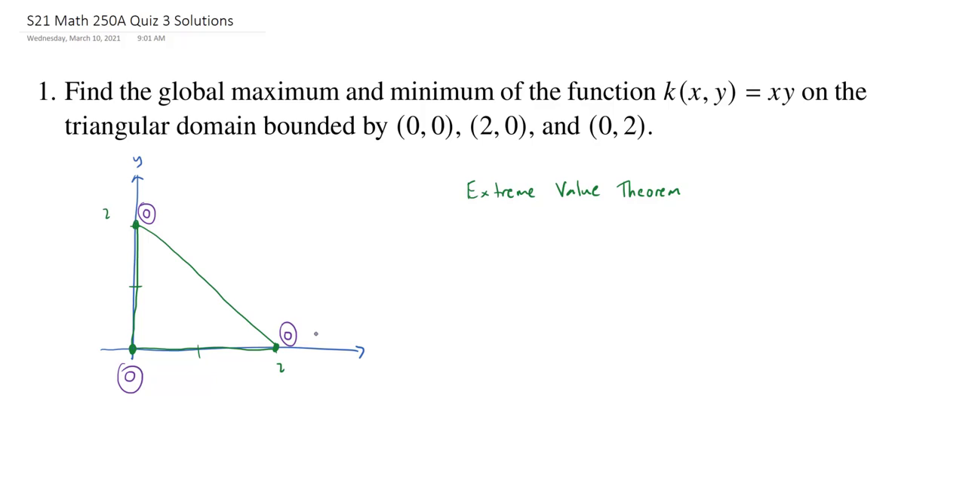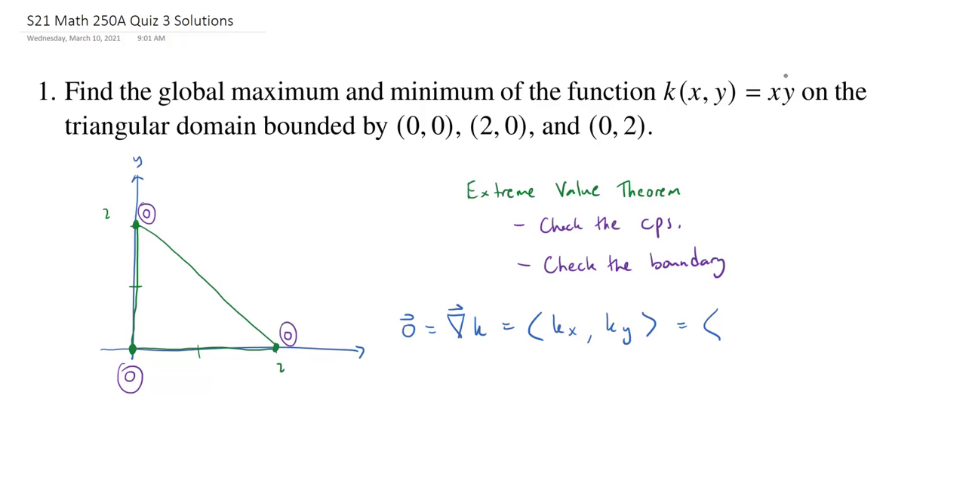So the value at all 3 of the corners is actually 0. All right, fine. What do we have to do? Well, the extreme value theorem says you have to check the critical points, and then you need to check the boundary. So let's get the critical points. We find the critical points by computing the gradient of k and determining where the gradient is 0. So let's compute the gradient of k and set it equal to the 0 vector.